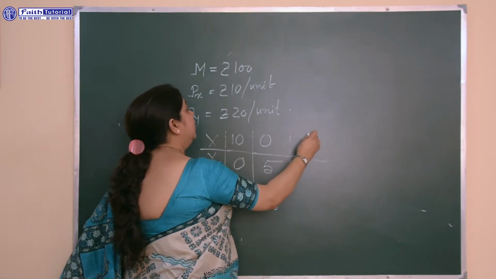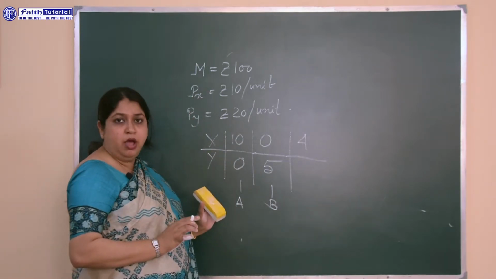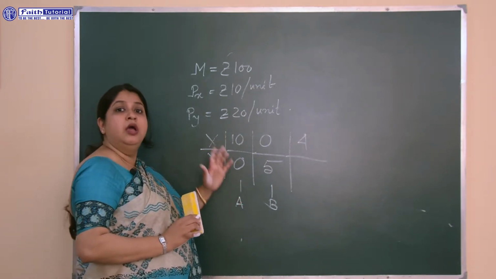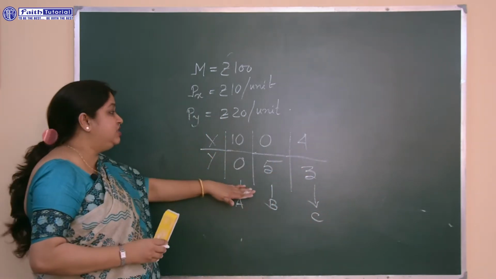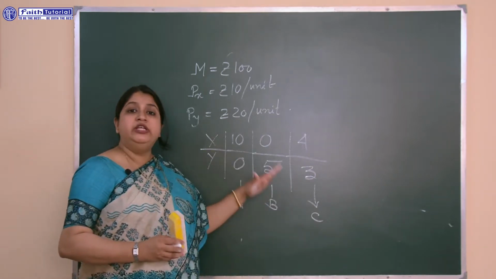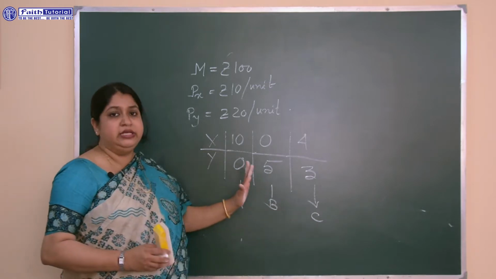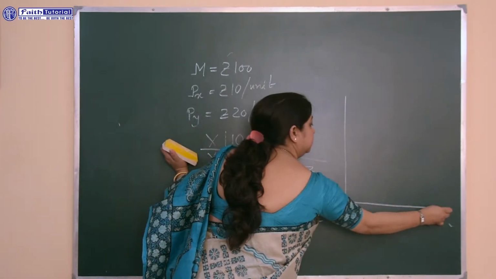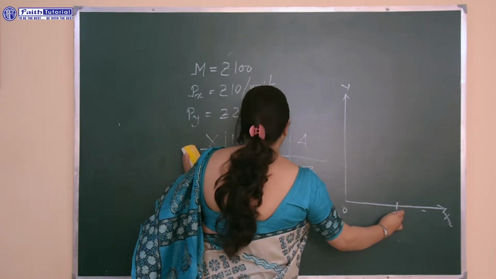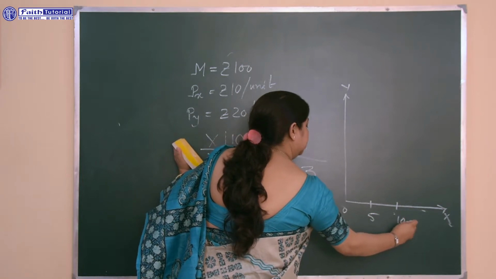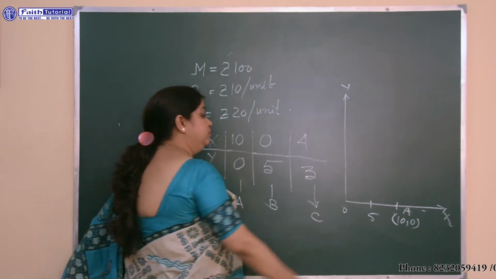Now suppose the consumer purchases 4 units of X, then his expenditure on X will be 40 rupees. How much is left? 60 rupees. With this 60 rupees, the consumer can purchase 3 units of Y. So this is another combination. These three are different combinations of X and Y which a consumer can purchase with his given income and prices of two commodities. It's just a numerical example. Now if we plot this, this is A, 10 units of X is consumed and 0 Y.